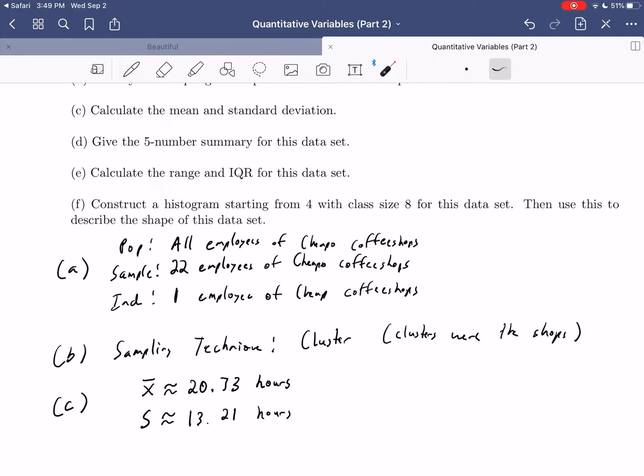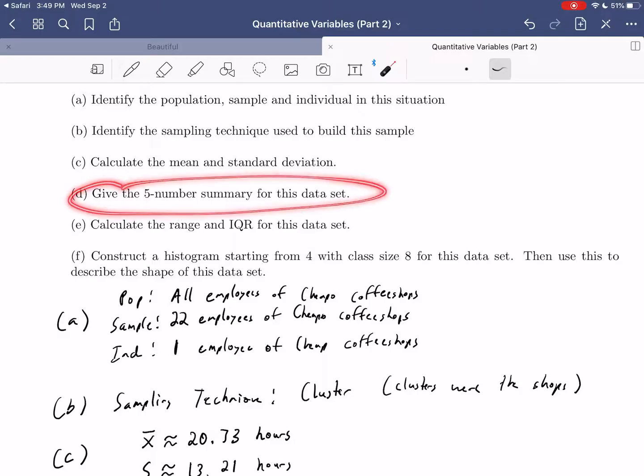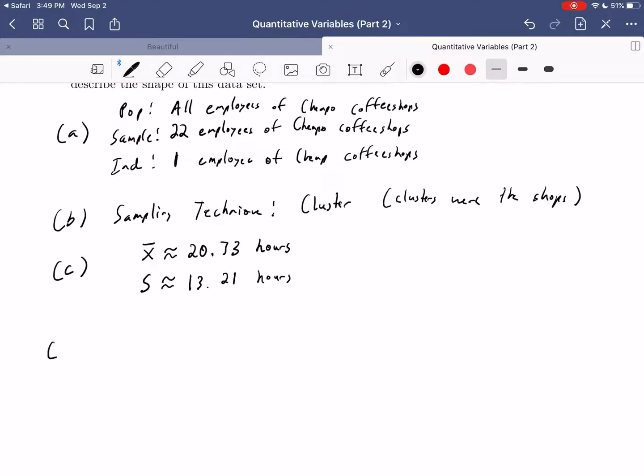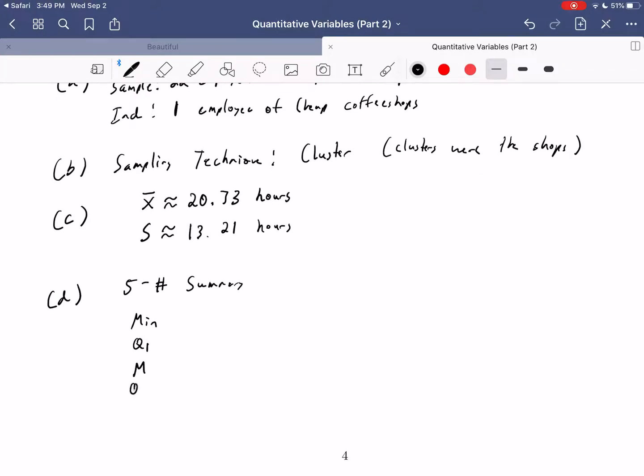Okay. Let's see what we got to do next. We want to give the 5-number summary. Remember, you can also get that from our calculator. So the 5-number summary should include the minimum, Q1, the median, Q3, and the maximum. If you're still on your 1-Var Stats from your calculator, you can scroll down a little bit, and you should see all those values. The minimum was 4, Q1 was 10, the median was 18, and Q3 was 30. The maximum was 55. All of those would be in the same units, hours.